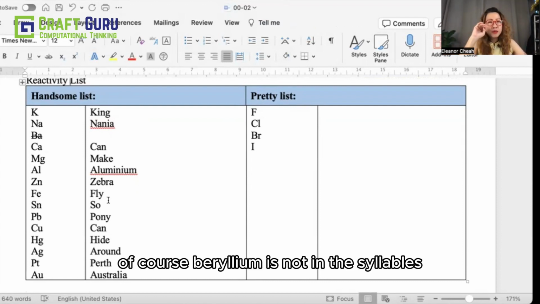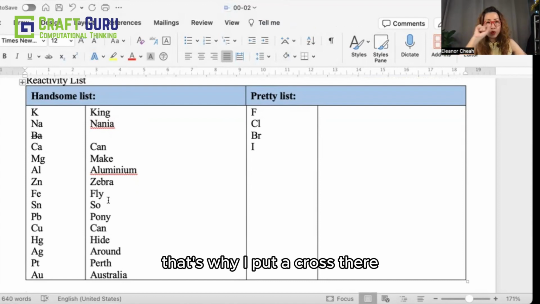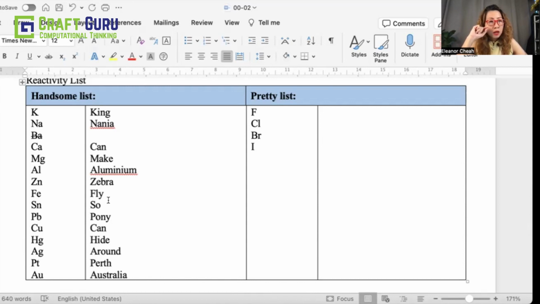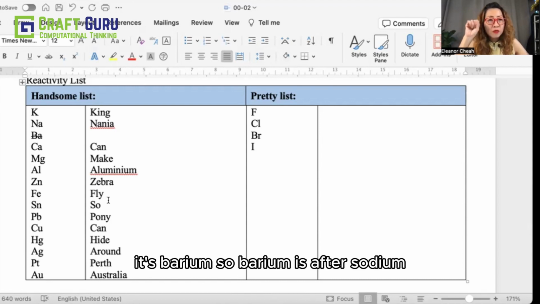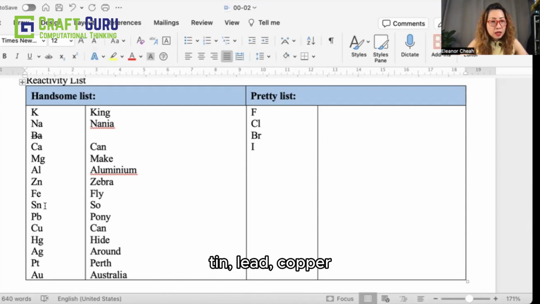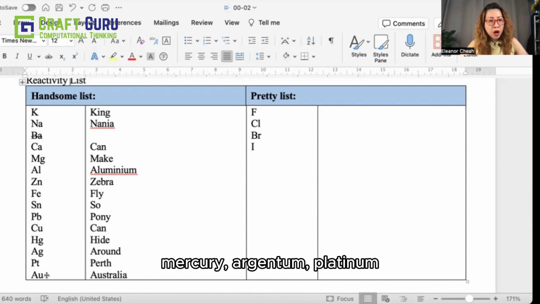Of course, beryllium is not in the syllabus, that's why I put a cross there, but if you are curious, beryllium is after sodium. Sorry, it's not beryllium, it's barium. So barium is after sodium. Potassium, sodium, barium, calcium, magnesium, aluminum, zinc, iron, tin, lead, copper, mercury, argentum, platinum, aurum. Aurum is gold. How to remember this list?